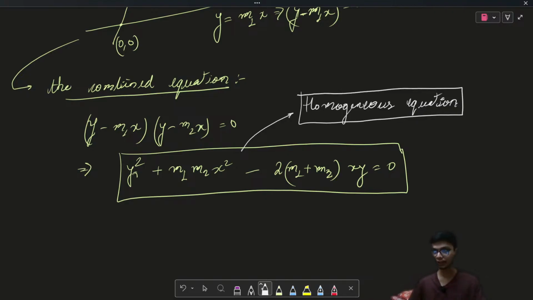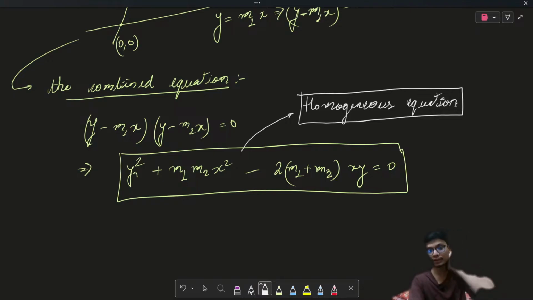Alright, so an equation whose right hand side is 0 and in which the sum of all powers of x and y in every term is the same, let us say n is the order, that kind of expression is generally called a homogeneous expression, right? So this is also the pair of straight lines passing through the origin, right?